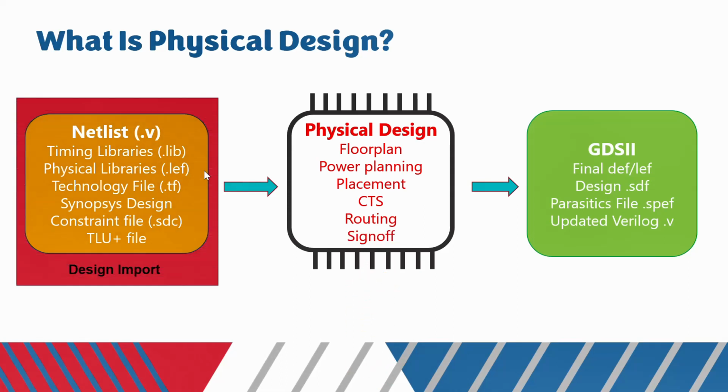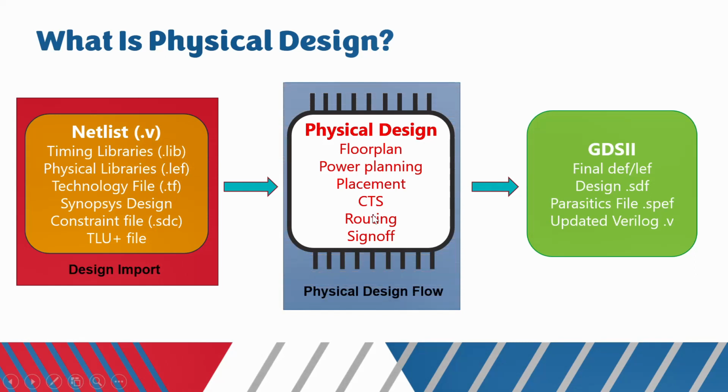Together, all these inputs come under a step called design import, and all these steps involved in the physical design are called the physical design flow. The physical design flow is also known as the PnR flow, netlist to GDS flow, or backend flow. So let's look into the flow in more detail.